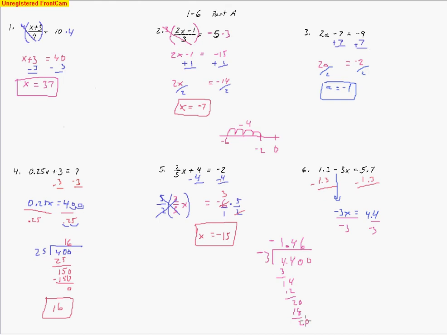So you're always going to have that 6 repeating. So you just put a line on top of that. So negative 1 and 4, 6 repeating. So the 6 repeats. So negative 1.46, and the 6 repeats.